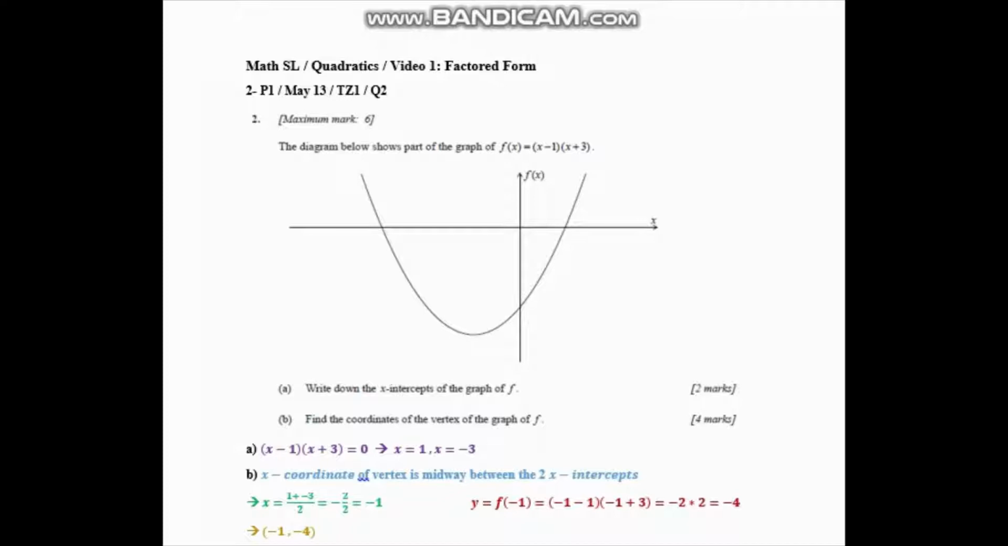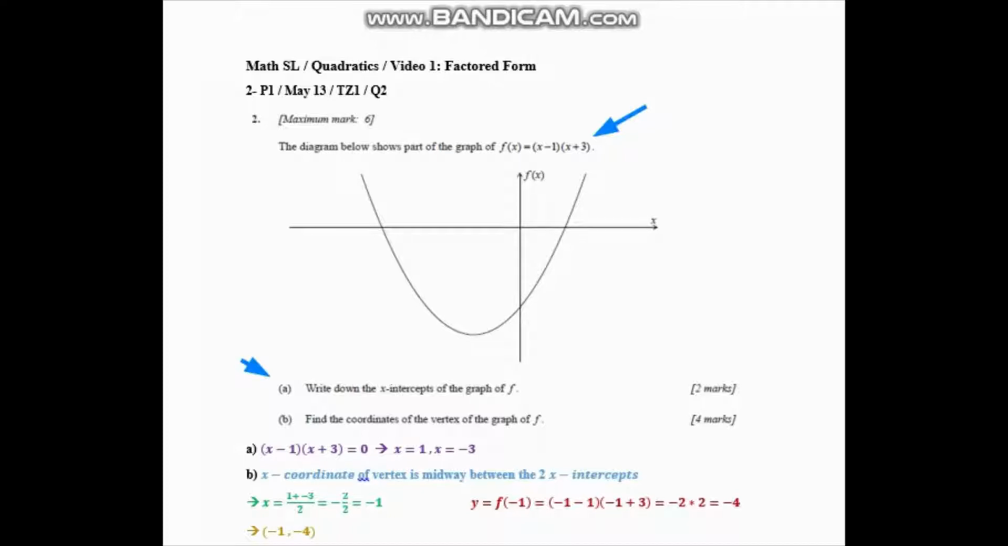So you are given the diagram below, which shows the graph of (x − 1)(x + 3), and you are required to write down the x-intercepts of this graph. So again, we have already explained the relation between the factors and the x-intercepts. The x-intercepts are the values of x that would set the function to 0. They are the values of x for which y equals 0.